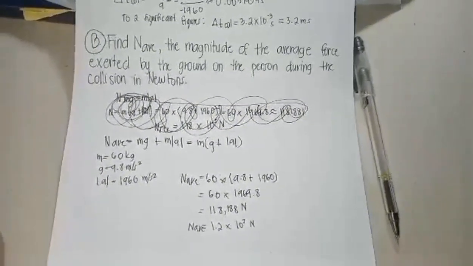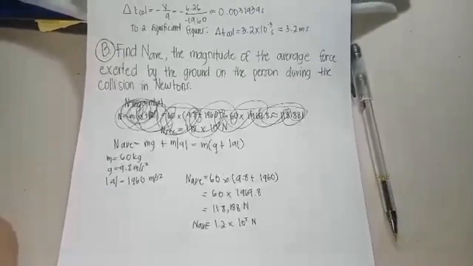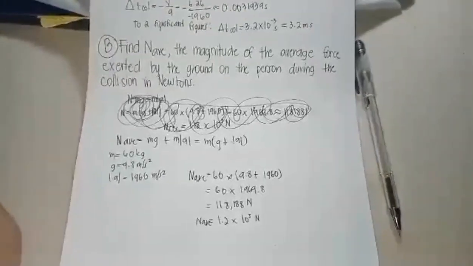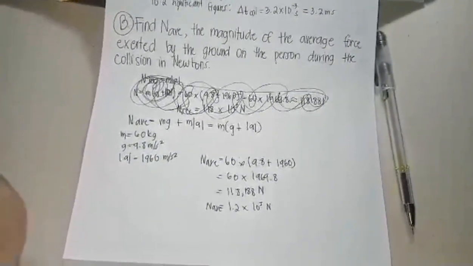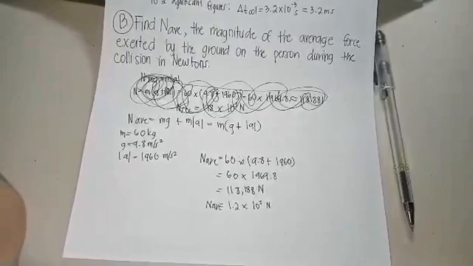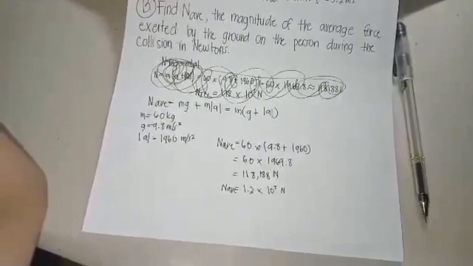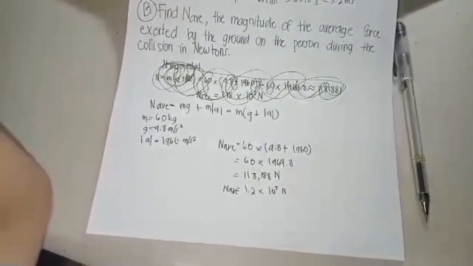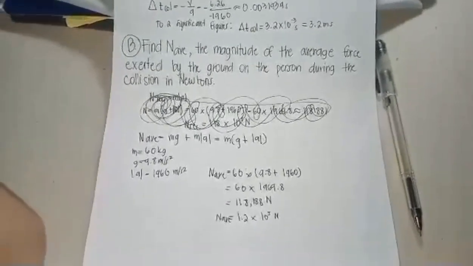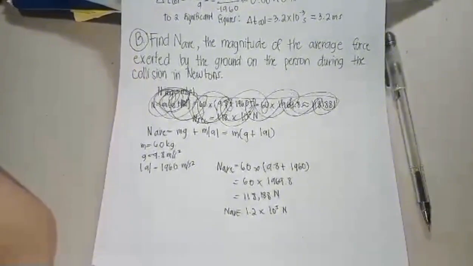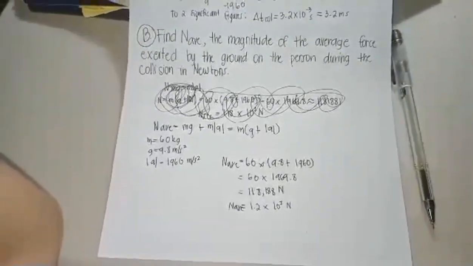So the question in letter B is find the N average, the magnitude of the average force exerted by the ground on the person during the collision in newtons. During the collision, two forces act on the person. First, the gravitational force mg acting downward. Second, the normal force from the ground N acting upward. The average value of this is N sub average. The person is experiencing a very large upward acceleration. Deceleration to stop.